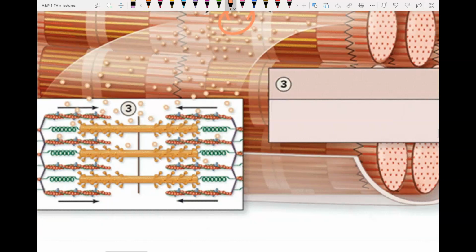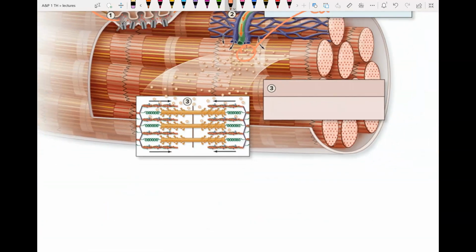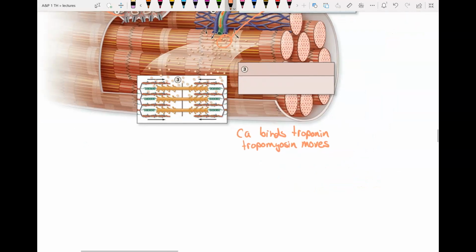The calcium diffuses down here where it binds to troponin. That makes the tropomyosin move out of the way. Now you have the actin active sites exposed, so you can form a cross bridge. Then the myosin head will bend, which is power stroke. This pulls the actin in toward the M line. So you can see our arrows here. You pull in toward the M line.